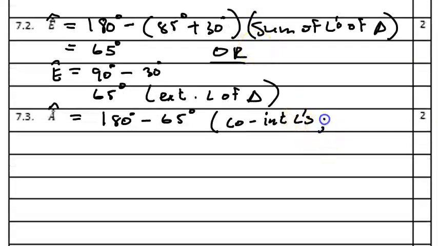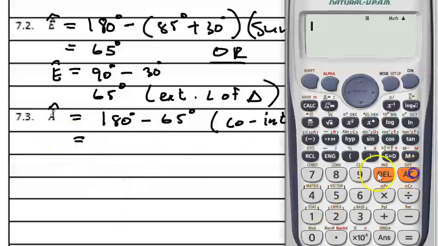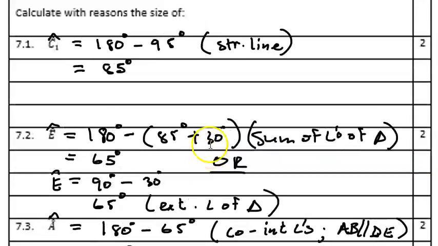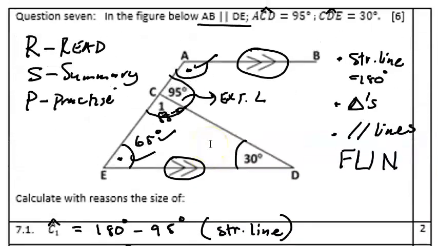So next to that, I'm going to write AB parallel to D. And 180 minus 65 equals 115 degrees. And there you go, learners. A is equal to 115 degrees.